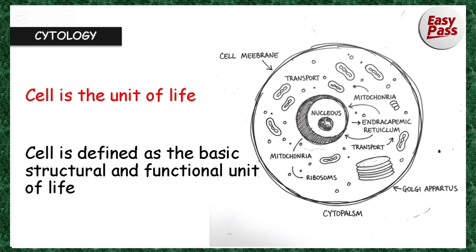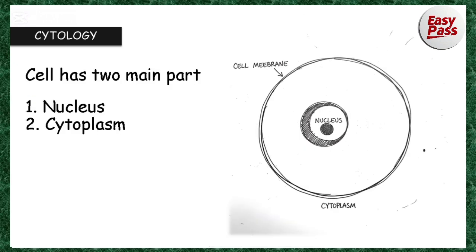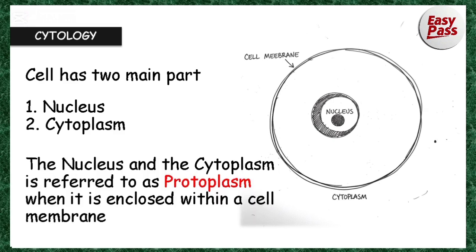Cell on its own has two main parts. The first part is the nucleus. The other part is called the cytoplasm. The nucleus combined with the cytoplasm forms what we call protoplasm. So the whole of the cell, in the layman's way, can be referred to as protoplasm when it is enclosed by what we call the cell membrane.